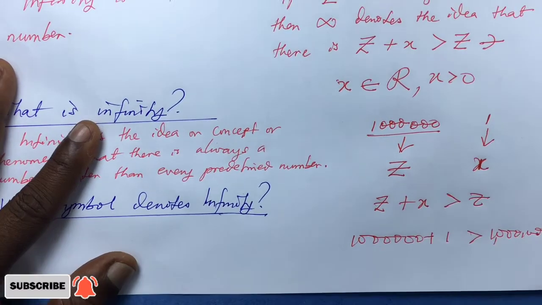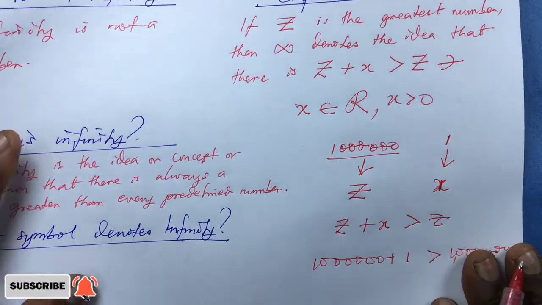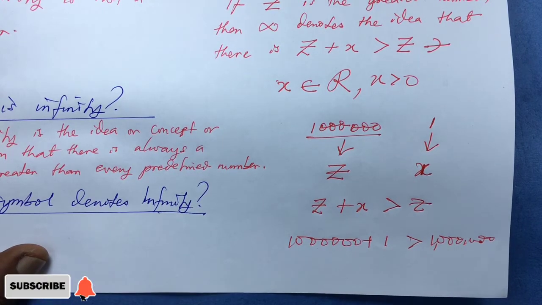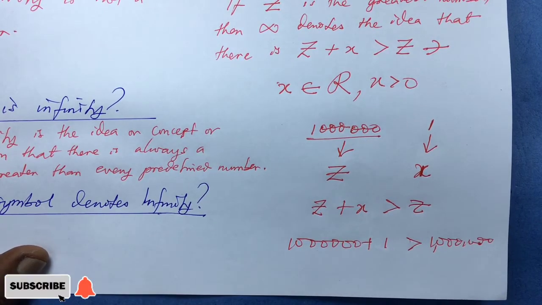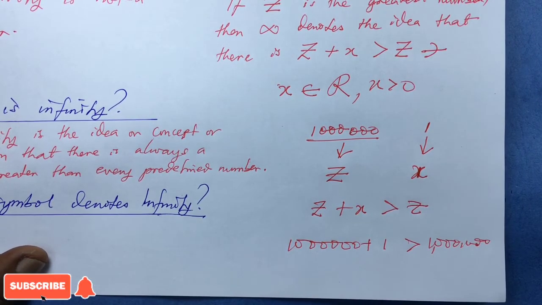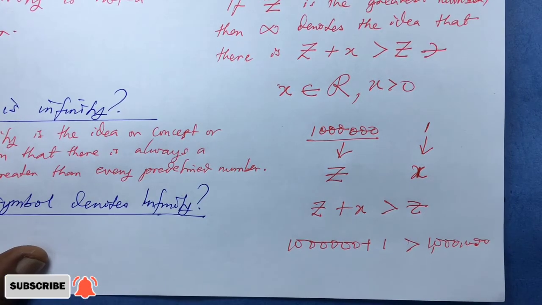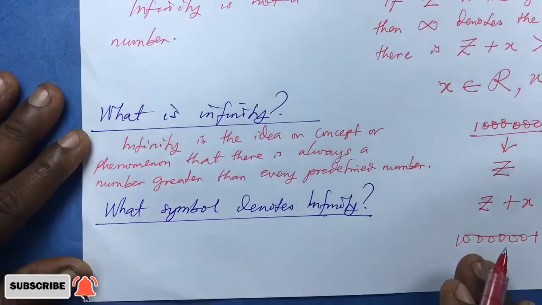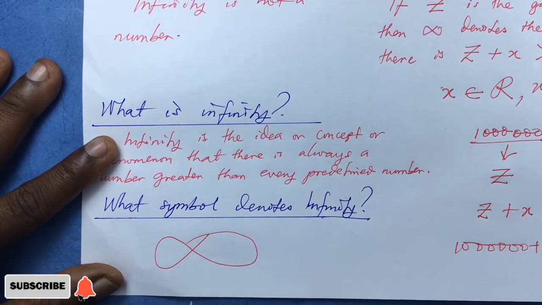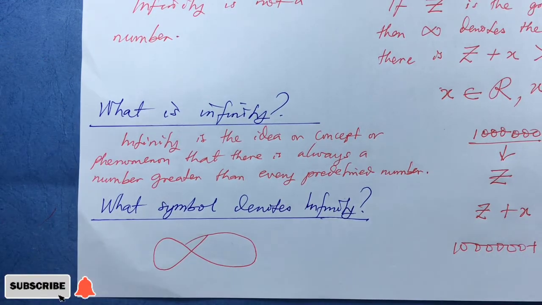Okay, so infinity describes this scenario, that provided there is a number x, maybe from the real number system, that is positive, that can be added to z, which you claim to be the greatest number, then the idea of infinity exists. It means that there is always a number greater than the greatest number you know. So that is what infinity means. And for us to represent infinity in mathematics, we use this symbol. This symbol that looks like an 8 that is placed horizontally represents infinity in mathematics.